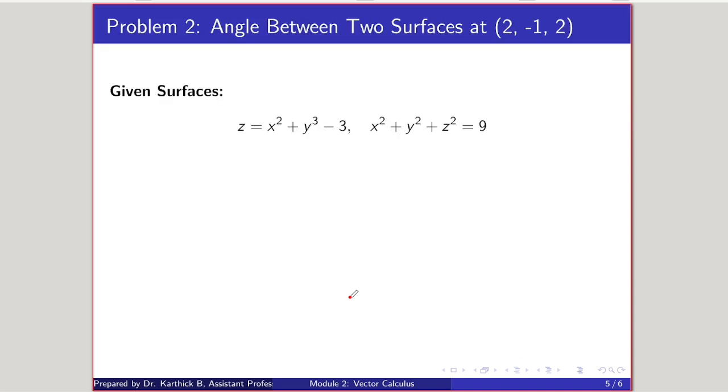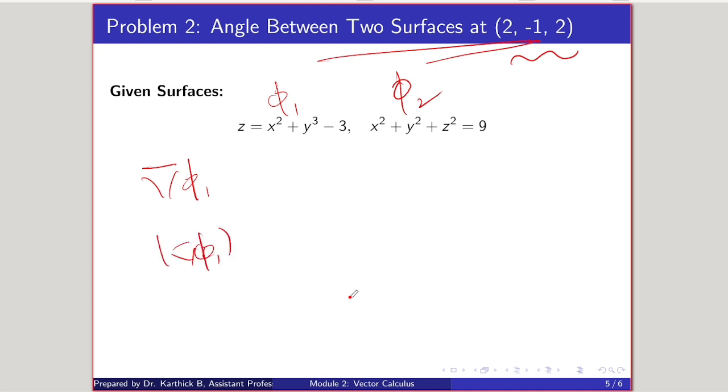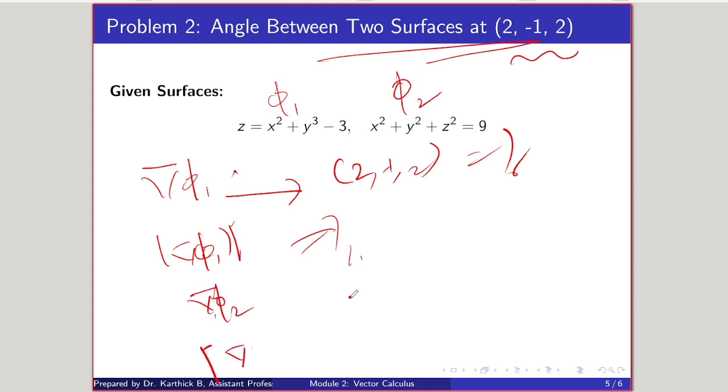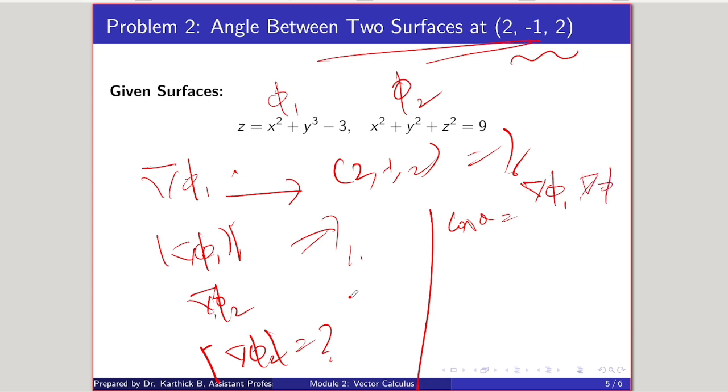And the next problem. This will be surface 1, this will be surface 2, and the same thing, they have given a point. So we will find the gradient pi 1 first, and then we will find the modulus of each value. Before going to the modulus, we will substitute the point (1, 2, minus 1, 2) and find this. Next, we will do the same procedure for pi 2. Then we will use the formula gradient pi 1 dot gradient pi 2 divided by modulus of gradient pi 1 times modulus of gradient pi 2.